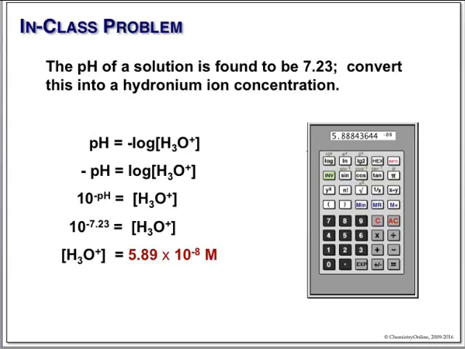Simply take your pH, change the sign, and do 10 to the minus pH, and you wind up with hydronium.